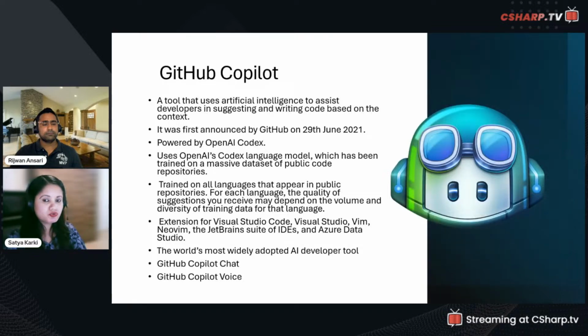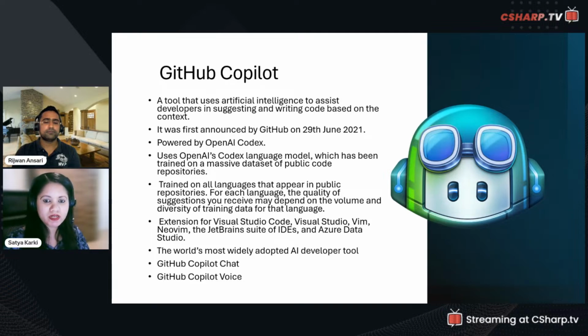So let me start with what is GitHub Copilot. GitHub Copilot is a tool that uses artificial intelligence to assist developers by suggesting and writing code based on the context. So GitHub Copilot suggests code based on the pattern and the context of your program. It was first announced by GitHub on 29th June 2021, and it is powered by OpenAI Codex. GitHub Copilot uses OpenAI's Codex language model, which has been trained on a massive dataset of public code repositories, and it is trained on all languages that appear in public repositories.